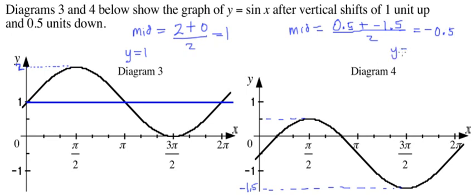So the equation of the midline is just y equals negative 0.5. That's a horizontal line, and it ought to go something like that. Again, you can see that the hills above the midline and the valleys below the midline are equally sized. That means you probably did it right.